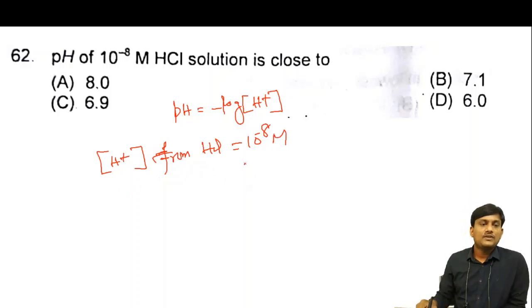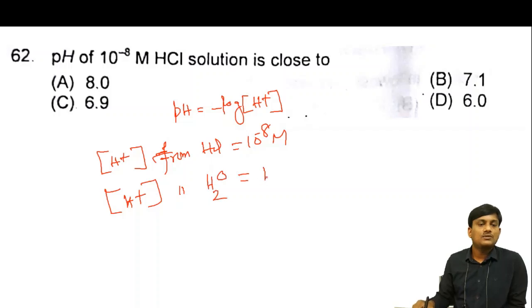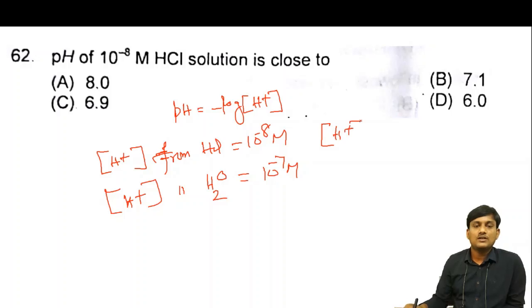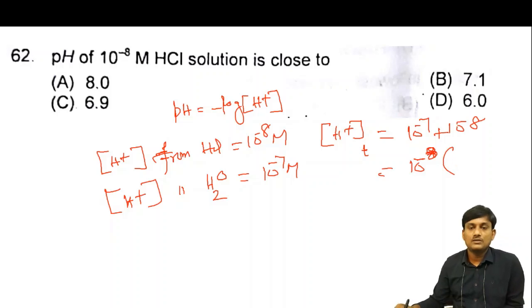And also here the concentration of H plus from HCl is very less, 10 times less when compared with H plus from water dissociation. So you know the value, 10 to the power of minus 7 molarity. In this case you have to consider the concentration of H plus from H2O. So what is the total concentration? The total concentration of H plus is from HCl and also H2O. It will be 10 to the power of minus 7 plus 10 to the power of minus 8. If you take common, let us take 10 to the power of minus 7.